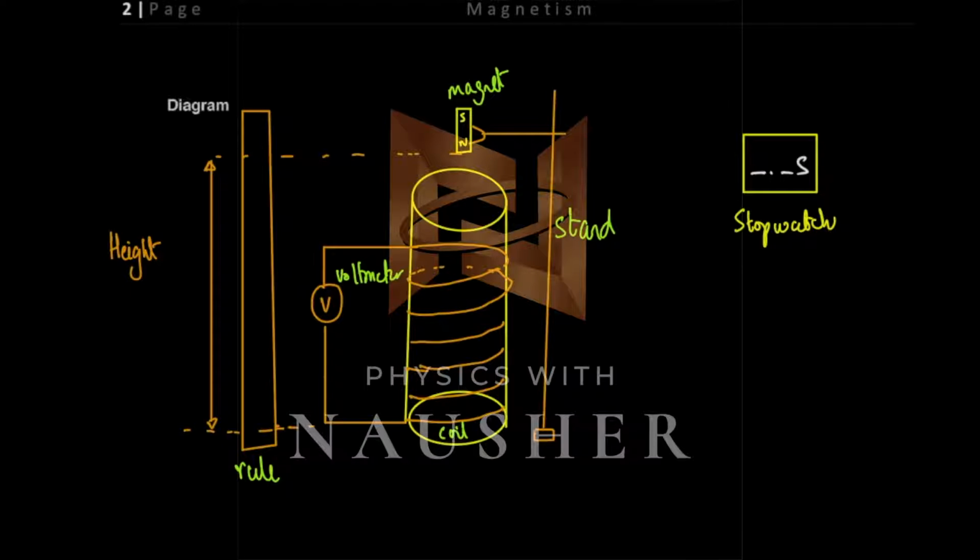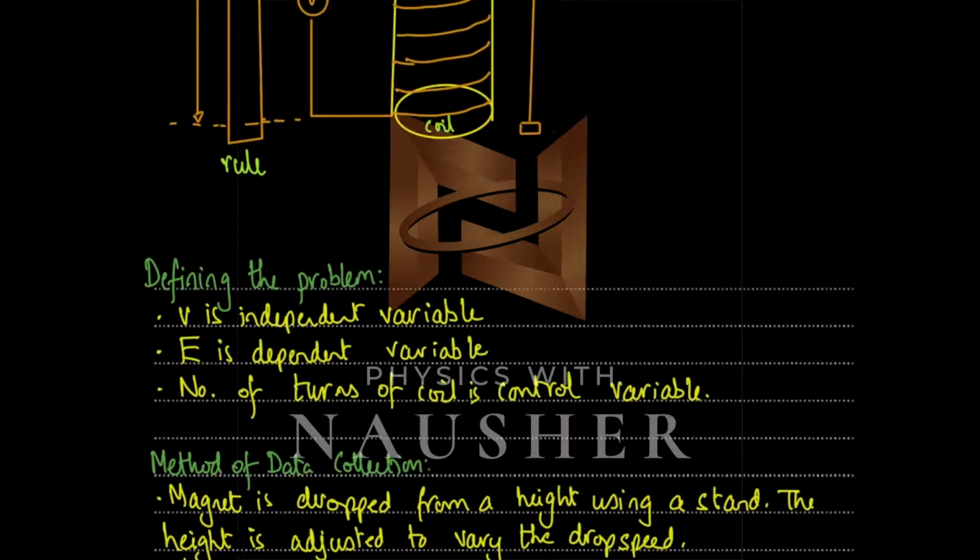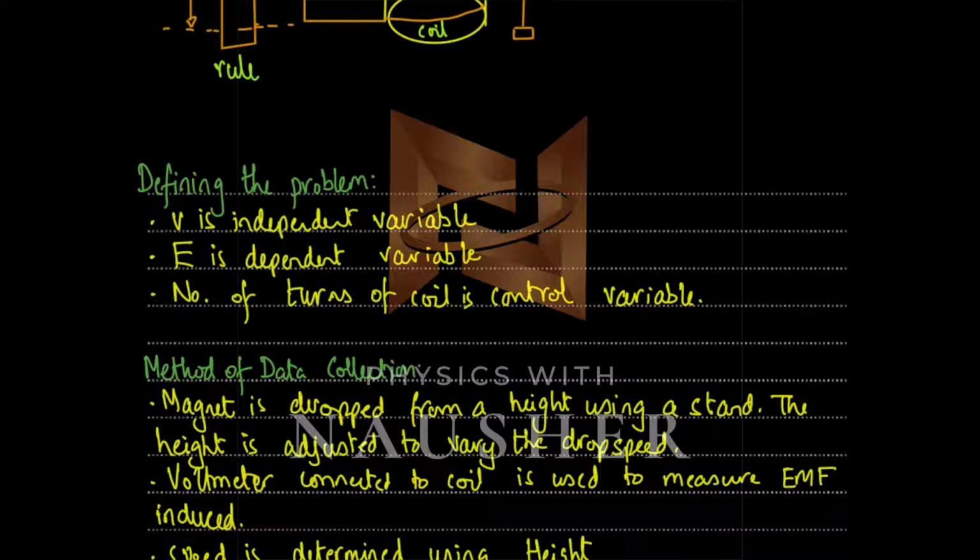Now, how do you start this experiment? You write defining the problem. And in defining the problem, you define three things: the independent, the dependent, and the control variable. What is the independent variable? It is the variable which you will vary in this experiment. So what are you varying? You're varying the speed. You're varying the height due to which the speed is going to vary. So your independent variable is going to be v. Your dependent variable is going to be EMF because EMF depends on your change. The dependent variable is the one that depends on your change, basically what you write on the y-axis.